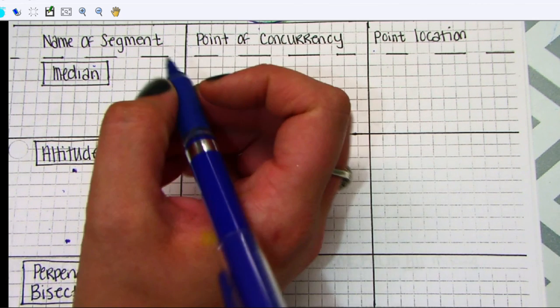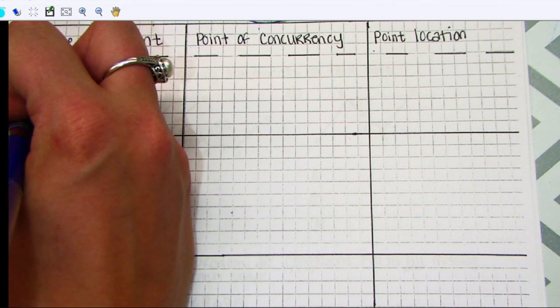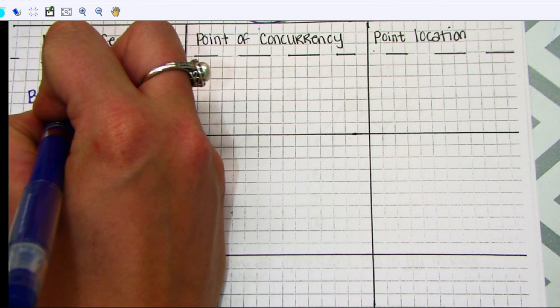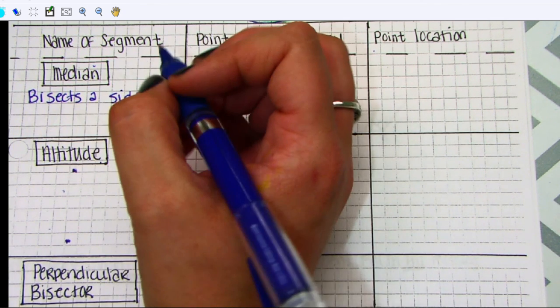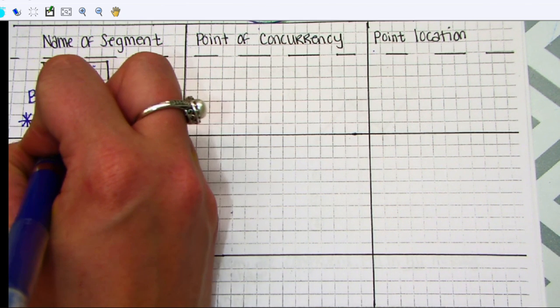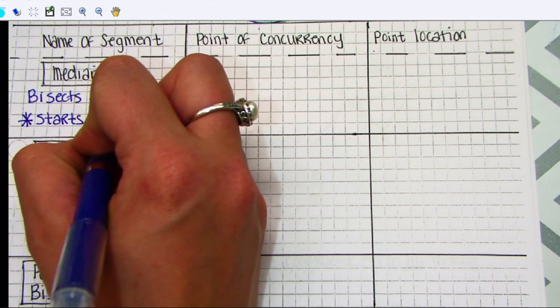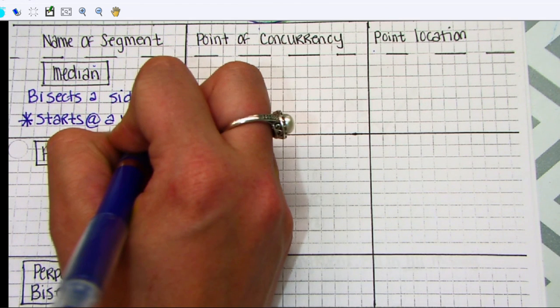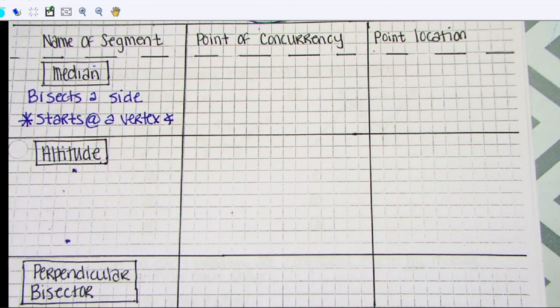So the median's main purpose is that it bisects a side. The other important part is that it starts at the vertex. Not all of these segments start at a vertex. So the main important part of a median is that it bisects the side and it has to start at the vertex angle. It's got to start at one of the corners of the triangle.